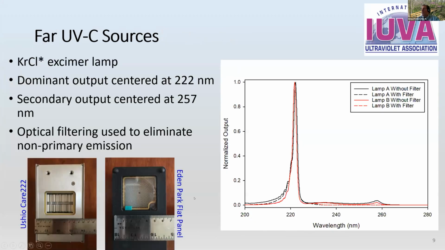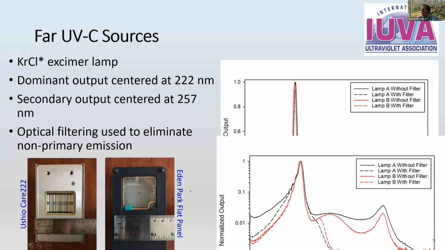So what are common Far UVC sources? The most common by far is the krypton chloride excimer lamp. So I have illustrated in the lower left two commercial versions of the krypton chloride excimer lamp. It has an output that's dominated or centered at 222 nanometers with a fairly narrow range of wavelengths. There's a secondary output that's centered at about 257 nanometers over here, and optical filtering can be used to eliminate this non-primary emission. So this graph is presented with the vertical axis on a linear scale.